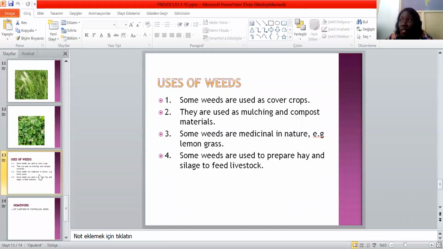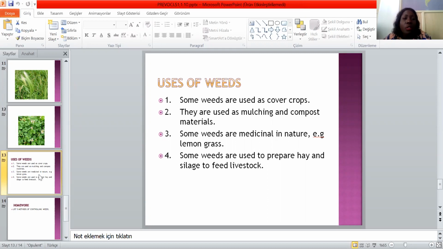When the sunlight is high or heat is much, you see that the rate at which soil loses water to the atmosphere will be very, very high. But when you have your soil covered with crops, called cover crops, the rate at which water will be lost will be minimal or will be reduced. So some weeds are used as cover crops, and the examples are carpet grass, mucuna, Stylosanthus gracilis.